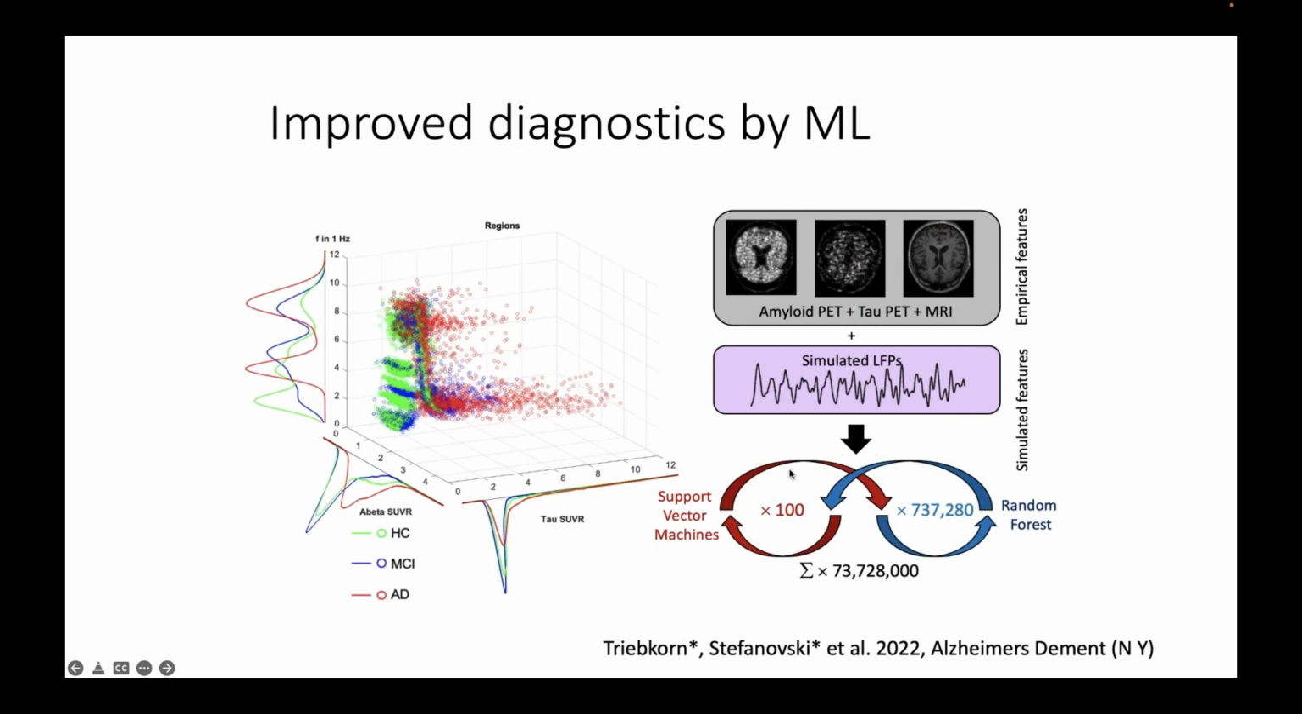Okay, so this was a therapy application, and I now also want to explain how we were able to improve diagnostics by this model. And this is the second study with actually the same data, where we used machine learning, and we compared two approaches of machine learning. The first one just took into account empirical data, so it was actually amyloid PET, tau PET, and volumes in MRI. And then we had a second data set where we just used the simulated local field potentials from this excitability model.